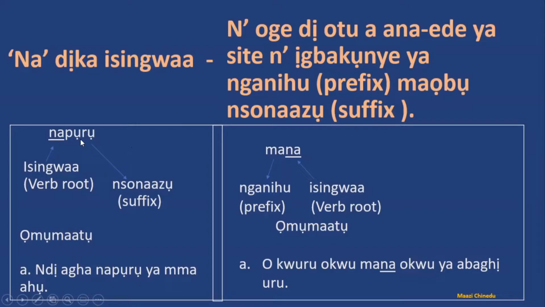Na mkpụrụ okwu anụnwa bụ napụrụ, we have na as the verb root isi ngwa. Pụrụ is a word that is being affixed to the verb root, which is na, to form a new word, napụrụ. So in this word, na-arụ ọrụ dịka isi ngwa verb root nke nwere mgbakwunye nsonaazụ.